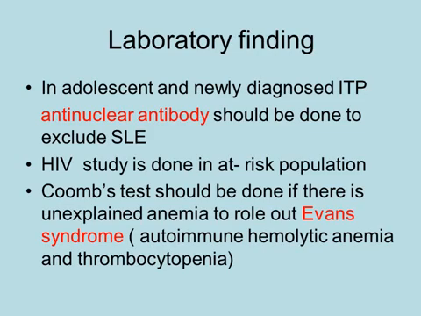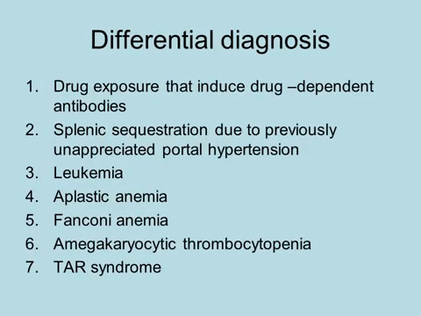In adolescent with a newly diagnosed ITP, anti-nuclear antibody should be done to exclude SLE and HIV done study in at-risk population. Coombs test should be done if there is unexplained anemia to rule out Evans syndrome, which is a combination of autoimmune hemolytic anemia and thrombocytopenia.